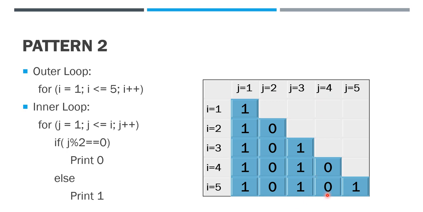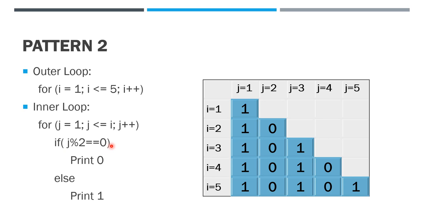So you can identify one thing. If the j value is even, you are going to print 0. If the j value is odd, you are going to print 1. So that is the clue you get from this pattern. So you are going to check the condition inside the inner loop: if j percentage 2 equal to 0. This is to check whether the j value is even or odd.